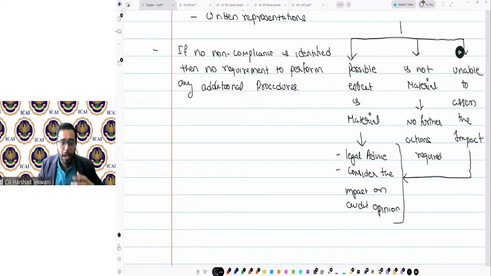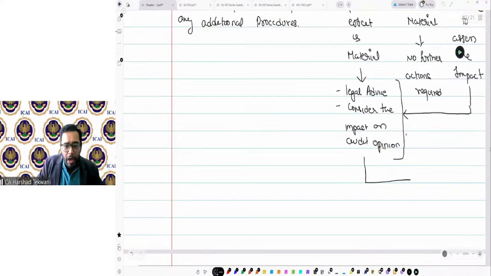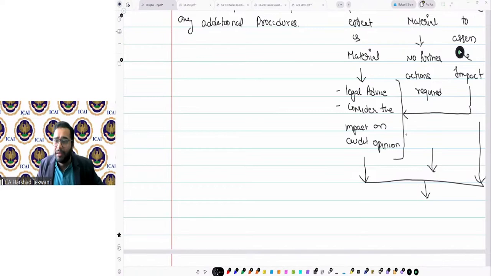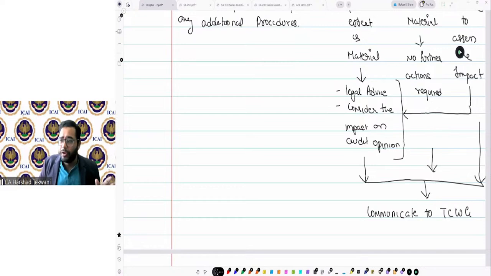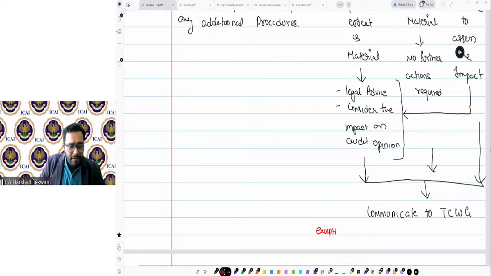In all three scenarios, after understanding whether it is material or non-material, whether I am able to assess the impact or not, I will communicate to those charged with governance. Okay, boss, this is a non-compliance. Now you have to look into this non-compliance. I have identified the non-compliance, please look into this. So, that too, there is an exception to that. The exception is, unless those charged with governance are involved in the non-compliance.